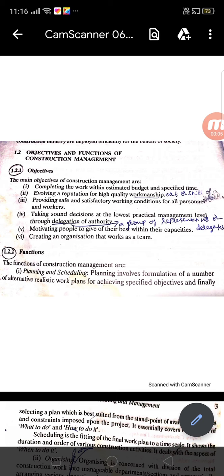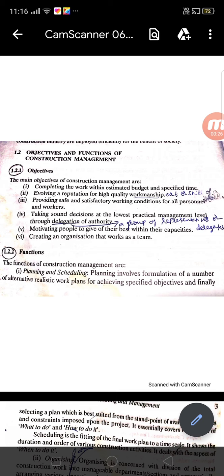This is an elective course, an open elective course, that is Construction Technology and Management. In the first unit, you have Introduction to Construction Management. Initially, we'll be discussing the objectives and functions of construction management. So, what are the objectives of construction management?